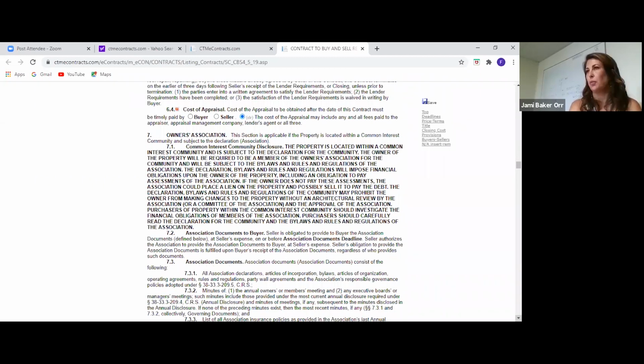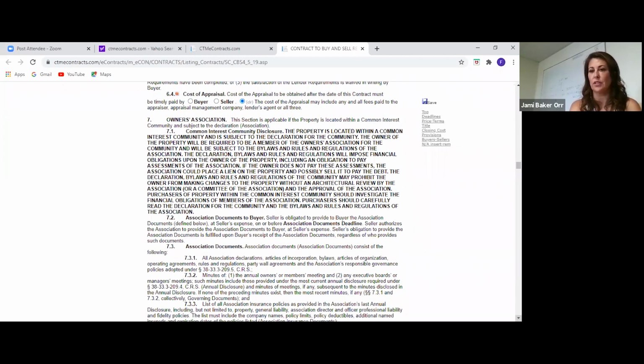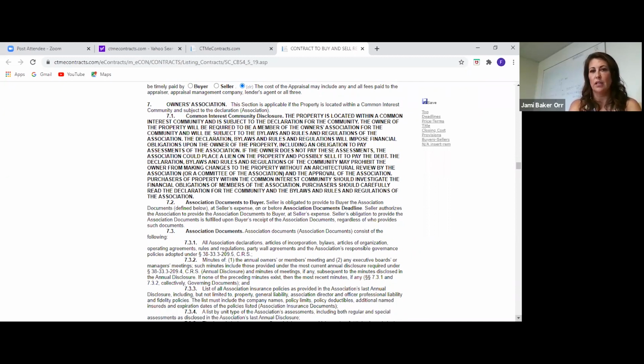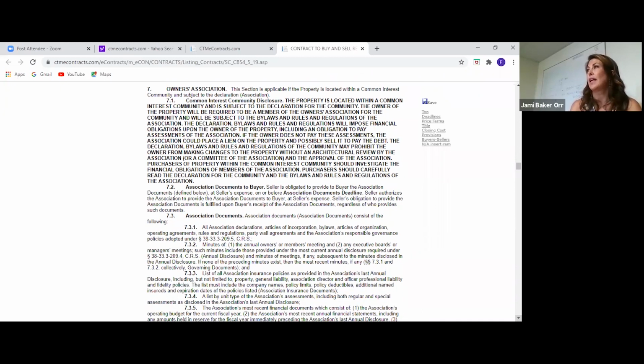Of course, the cost of the appraisal can be paid by the buyer or the seller, it just depends on the terms of what you guys have negotiated. Common interest community, that's that HOA where there's a fee for maybe keeping up the front of the area or the entryway or the roads, or you just want to make sure you know what that is.